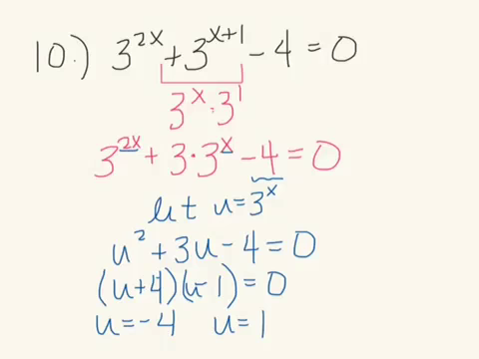Now we can use our logarithms. I'm going to substitute back in. We said 3 to the x was the same as u. So 3 to the x equals negative 4, and 3 to the x equals positive 1. Now, if you know your exponent rules, you know that we can't ever use an exponent to get a negative number. But if you don't remember that, you can always take the log of both sides and see what happens.